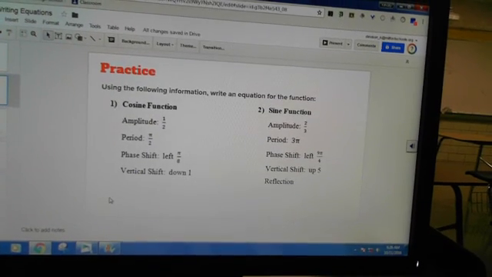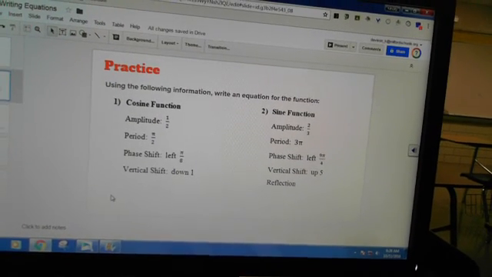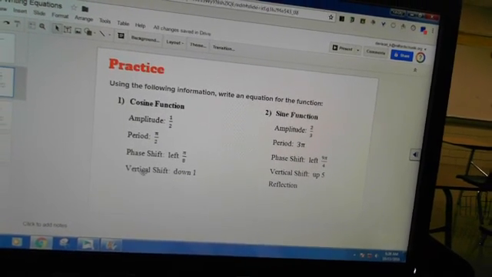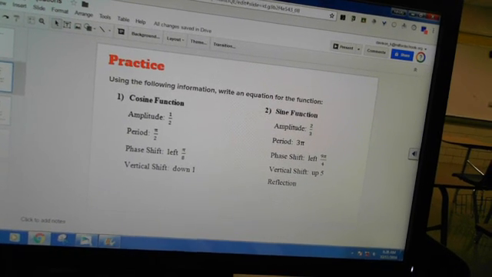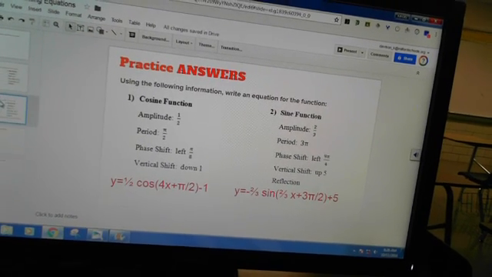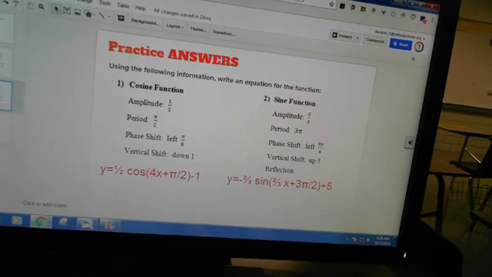So here's your equations, your information. So I would go ahead and pause it right now. I'm going to put the answers up. There's your actual equations at the bottom in red.